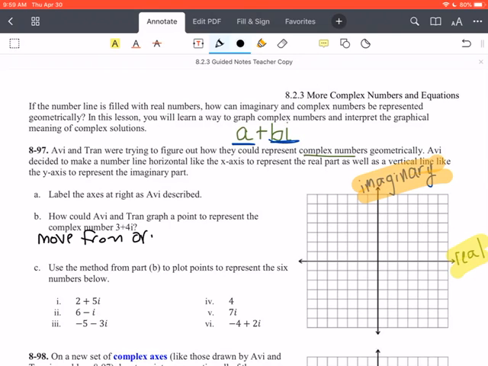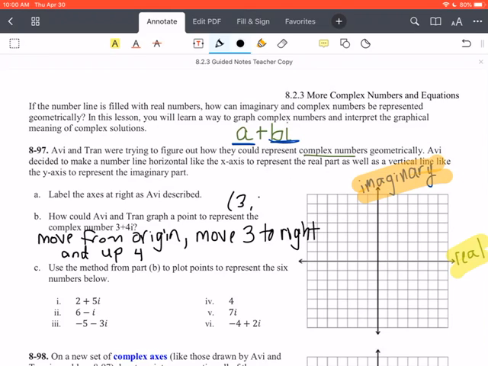So we are going to move from the origin. And what are we going to do? Well, let's look at first the real component. So we are going to move 3 horizontally. So 3 to the right because it's positive 3. If it's negative 3, we'd move to the left. And then 4 is going to be the vertical component, so in this case it's positive, so up 4. So it's just like plotting the point (3, 4). So this is what we're thinking in our head, (3, 4).